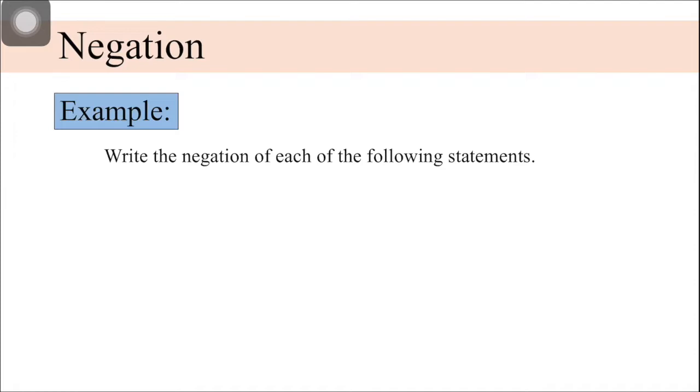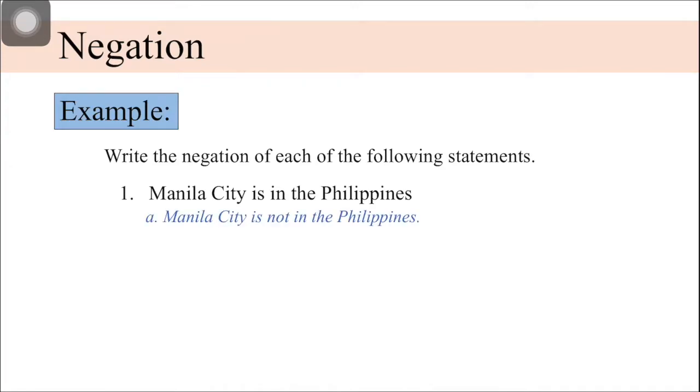So, example, write the negation of each of the following statements. Manila City is in the Philippines. A, Manila City is not in the Philippines. B, it is not the case that Manila City is in the Philippines. So the answer is Manila City is not in the Philippines. So this is the statement, your P. Then the negation of P is Manila City is not in the Philippines.